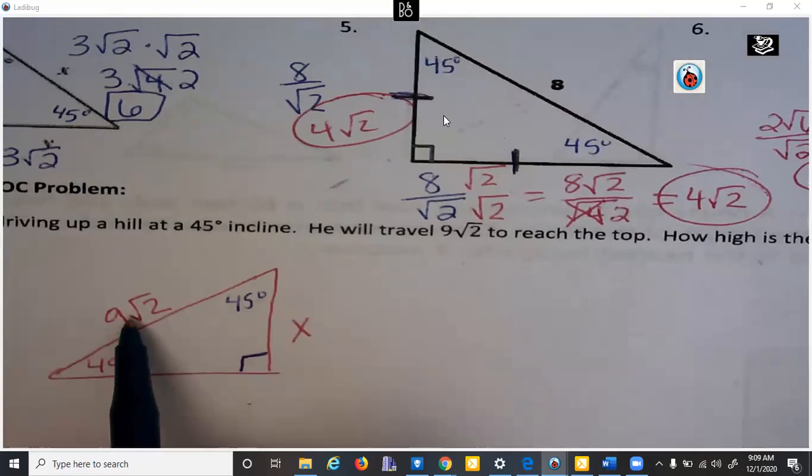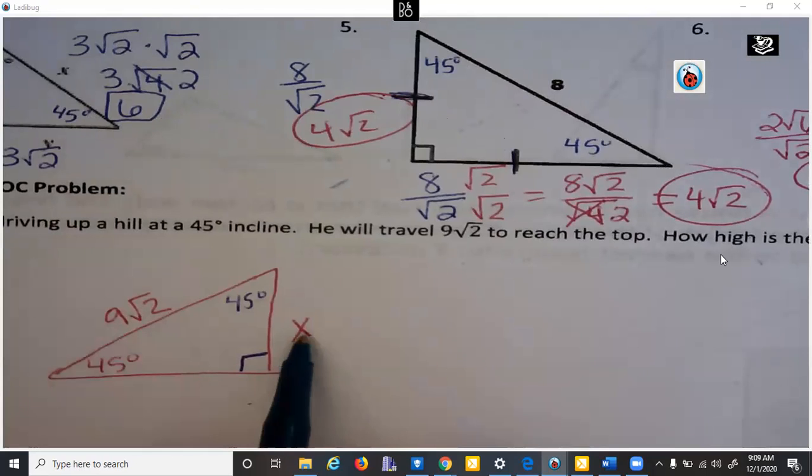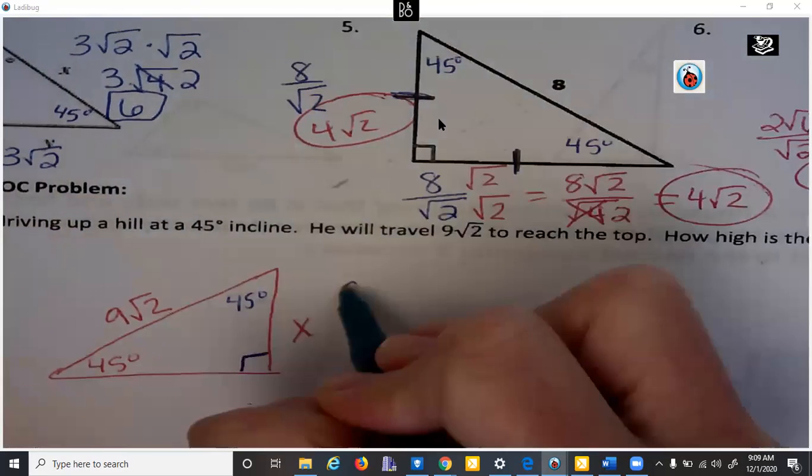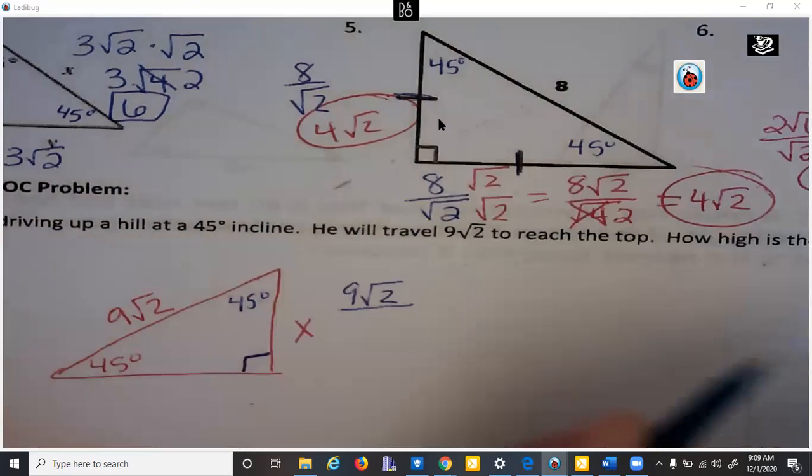So we need to get one of the legs. Somebody who has not answered, somebody new. Do we multiply or divide on this one? Divide. Thank you, Rachel. We divide. So we're going to do 9 root 2 divided by, what do we divide by? Anybody?